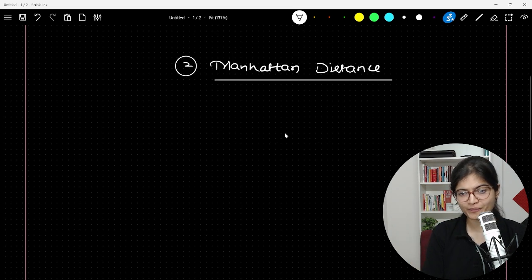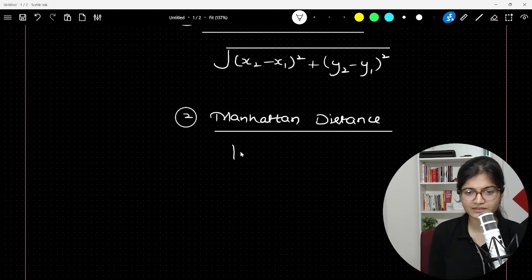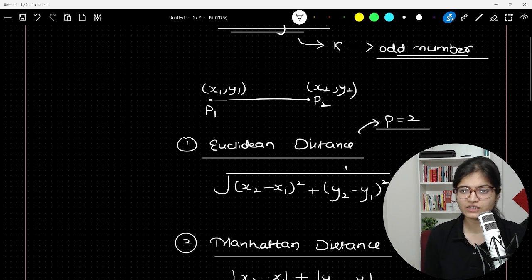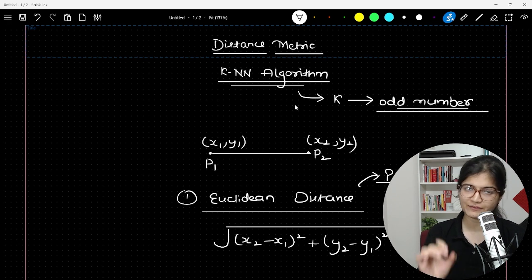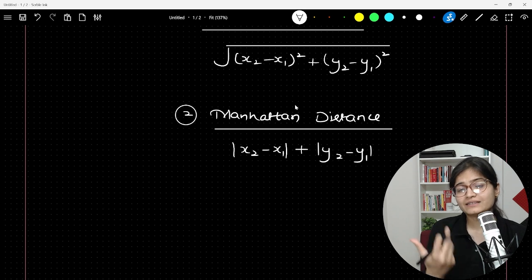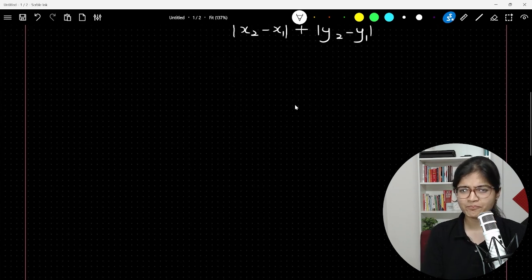When you mention the value of P as 1, then it will use the Manhattan distance, whose formula is the absolute difference between x2 minus x1 plus the absolute difference between y2 minus y1, like this. So if someone asks you what the difference is: formula wise, it's clear how we evaluate the Euclidean and Manhattan distance. But what is the internal intuition behind that? Where are these two distance metrics different? It's very simple to understand.